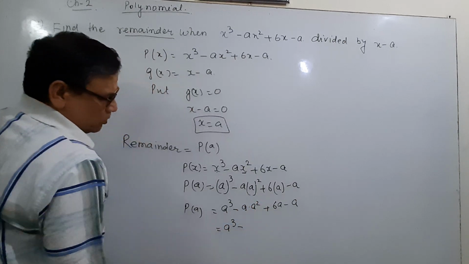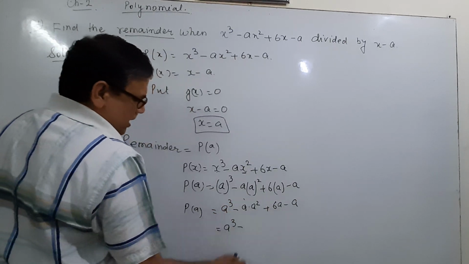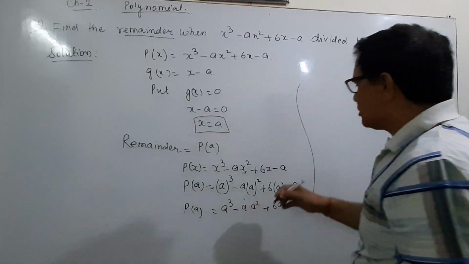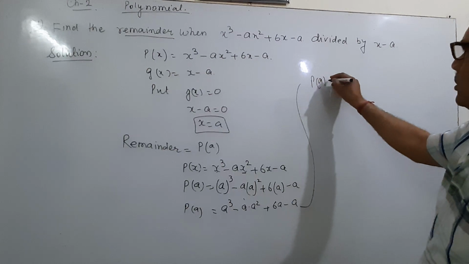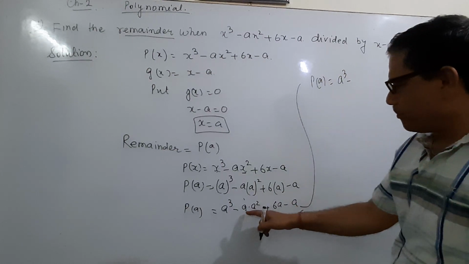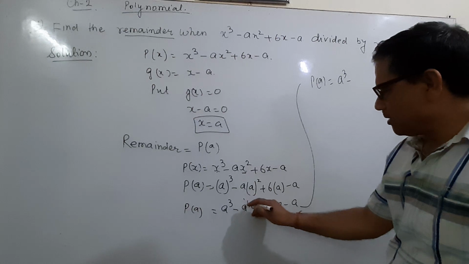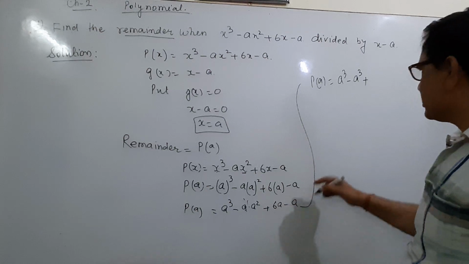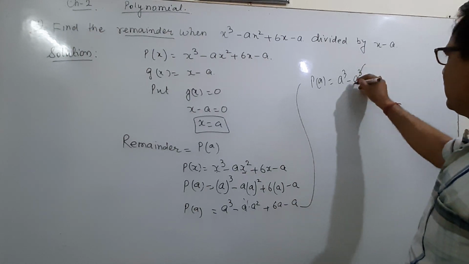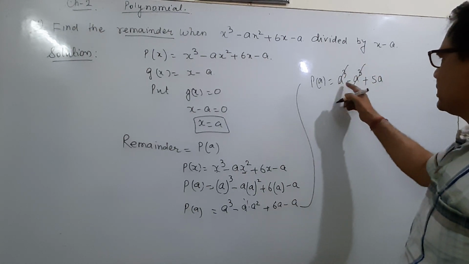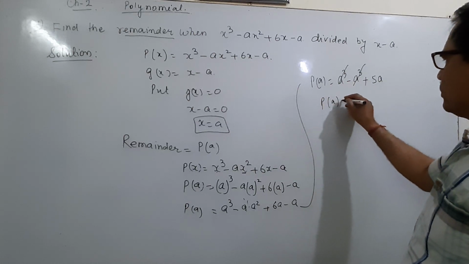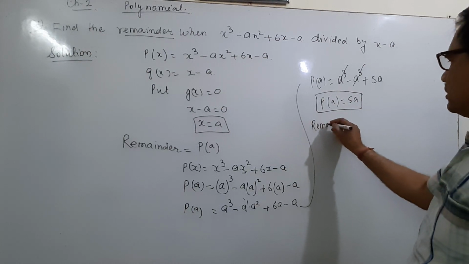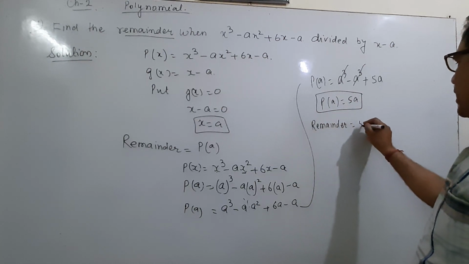And now a cube minus a into a square. You know it very well: base same, power add. Now p(a) is equal to a cube minus a to the power 1 plus 2, 3, a to the power 3, plus 6a minus a is 5a. It will cancel: a cube minus a cube is 0. So p(a) is equal to 5a. This is the remainder. So therefore the remainder is equal to 5a.